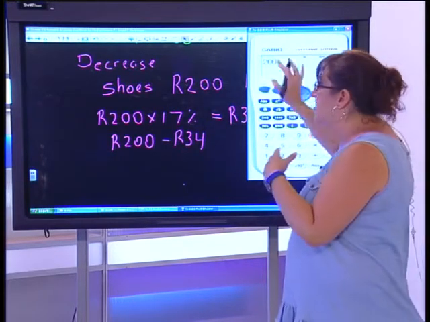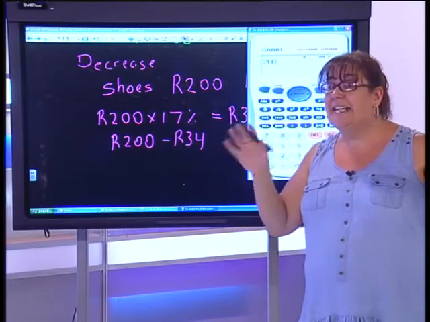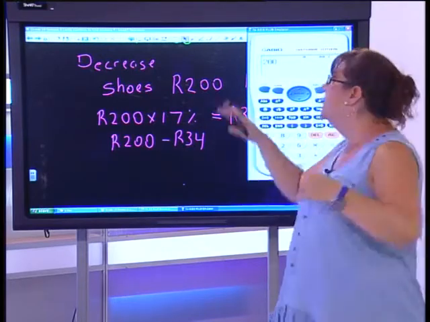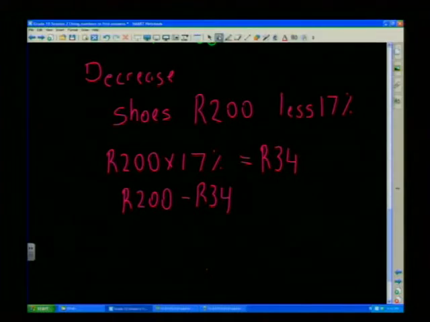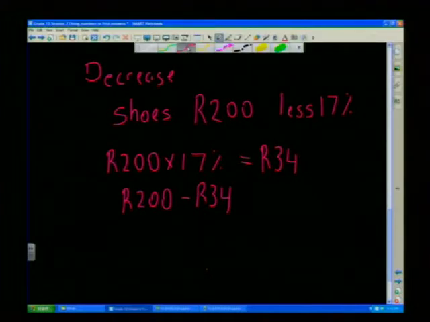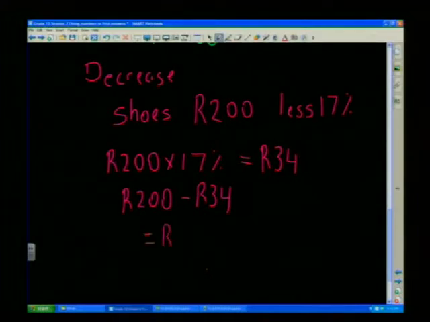On the scientific calculator, I didn't clear my 34, it's still in memory, so I'm going to say my 200 minus my answer, and I'll get 166. Or we could have typed it in again. So, right, so that answer is 166. Right. Cool. Hayley? Fair price for shoes. Yeah, amazing.